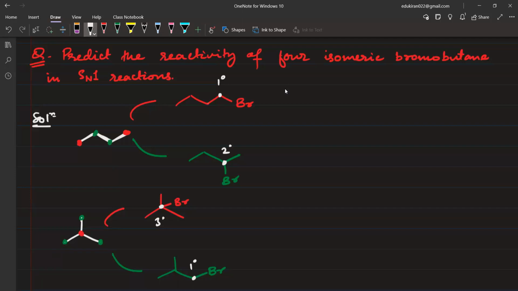Now, I will write this first of all. This is A structure. This is B. This is C. And this is D. Now tell me which is going to be the fastest, which is going to be the most reactive. A, B, C, D. Tell me quickly. Look at the degrees, compare them, and tell the answer.